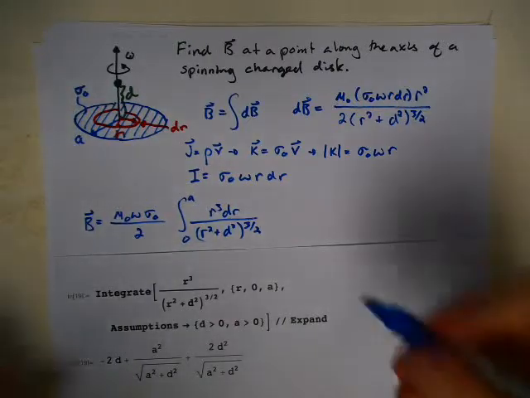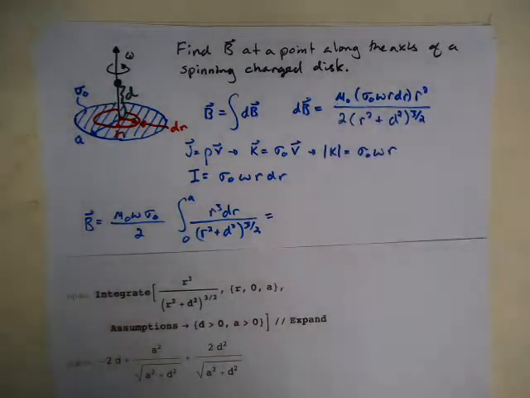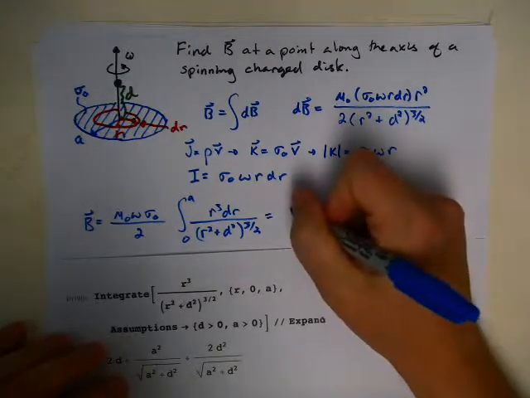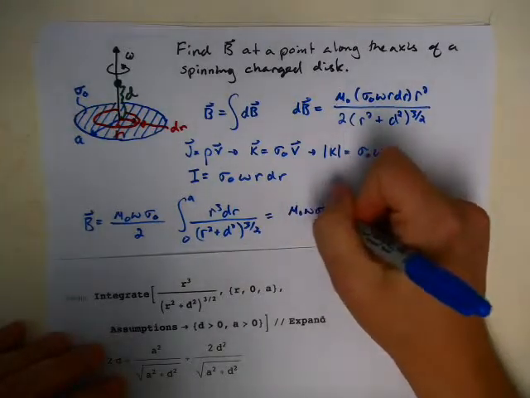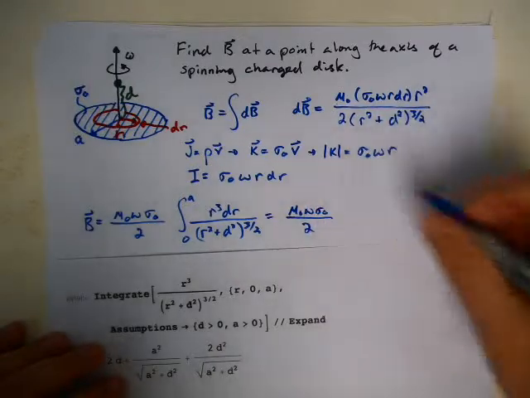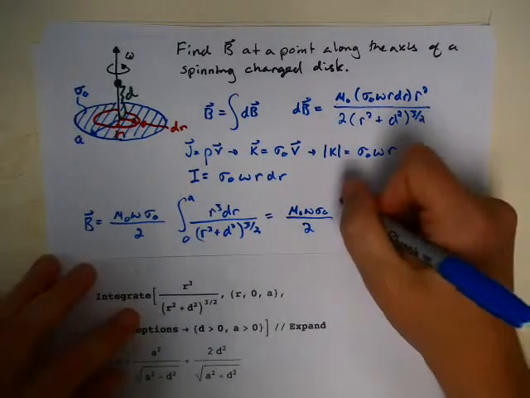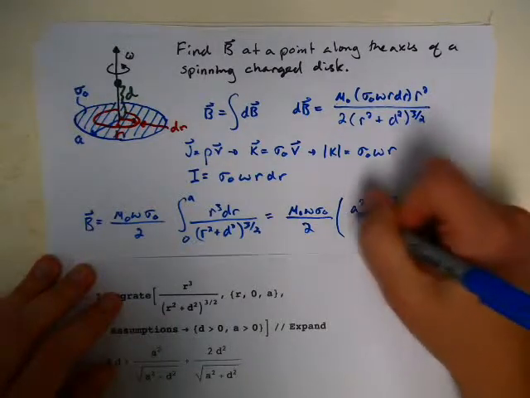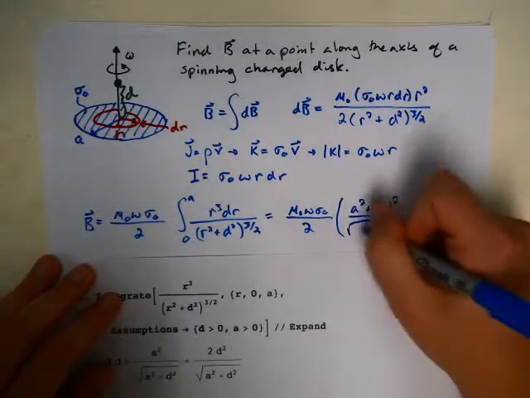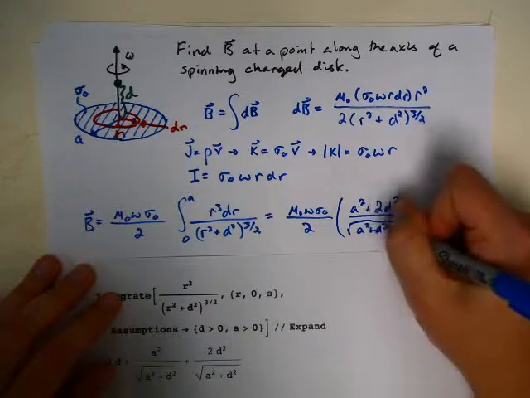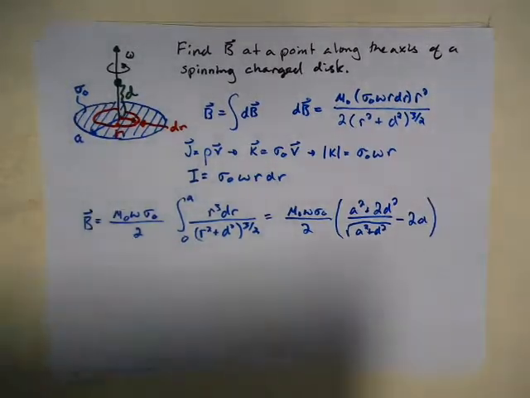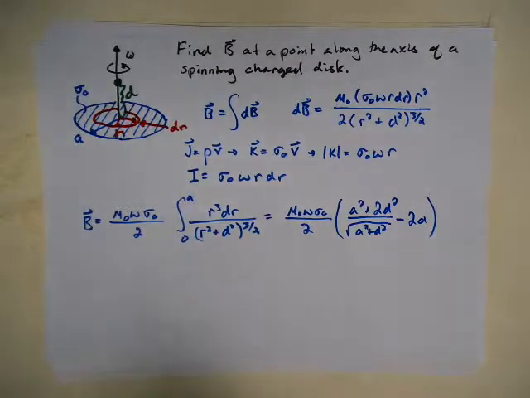And so the result of this, if I take my equation down here, is mu naught omega sigma naught over 2 times a squared plus 2d squared over the square root of a squared plus d squared, minus 2d. And there you go. That is the magnetic field due to a spinning charged disk.